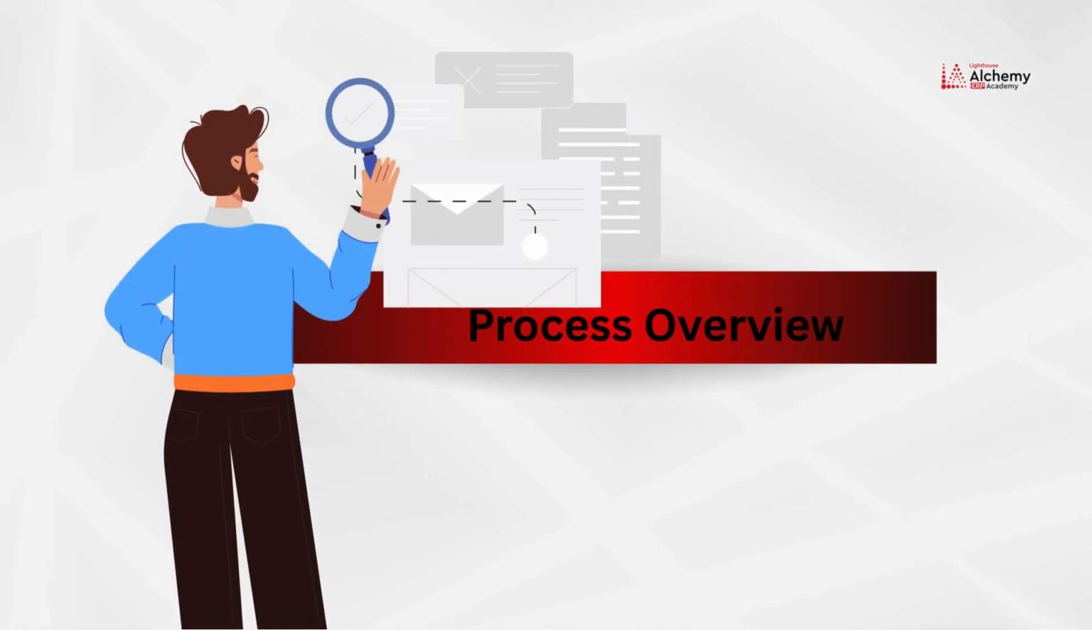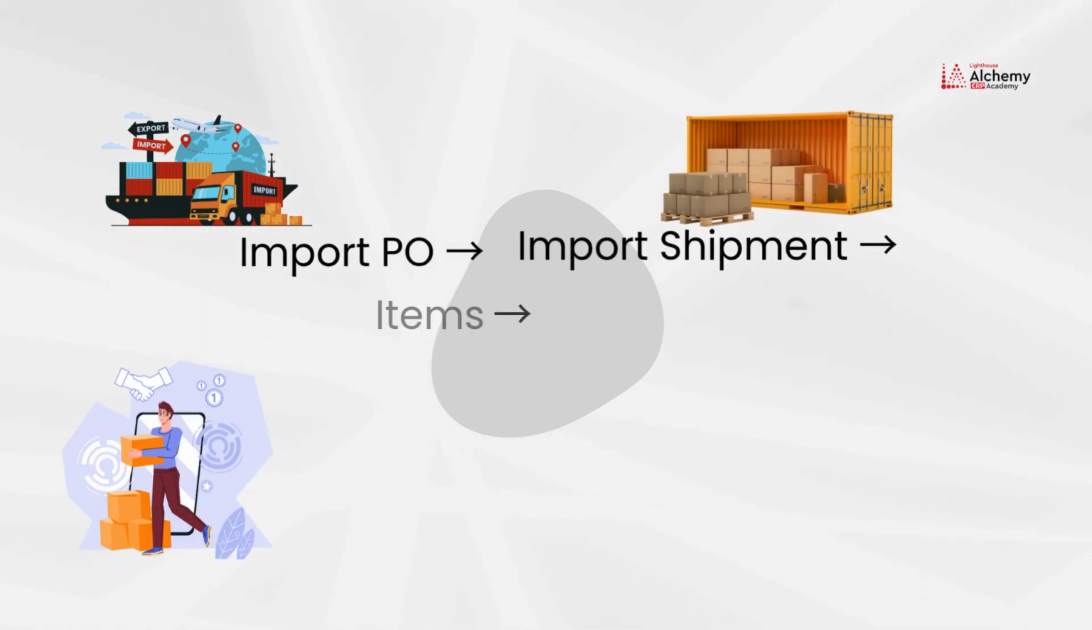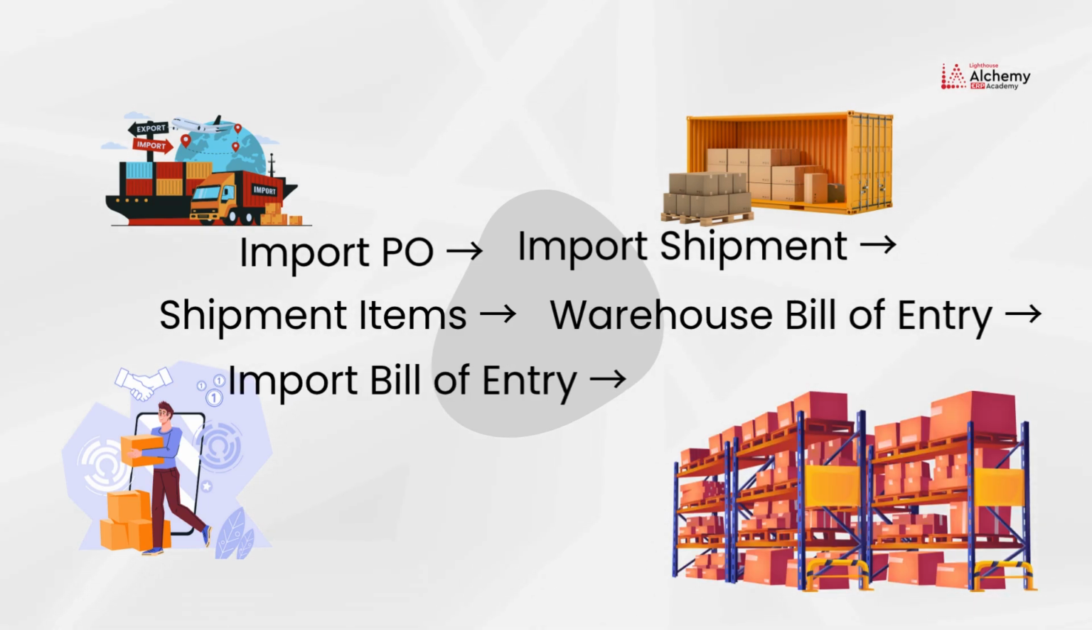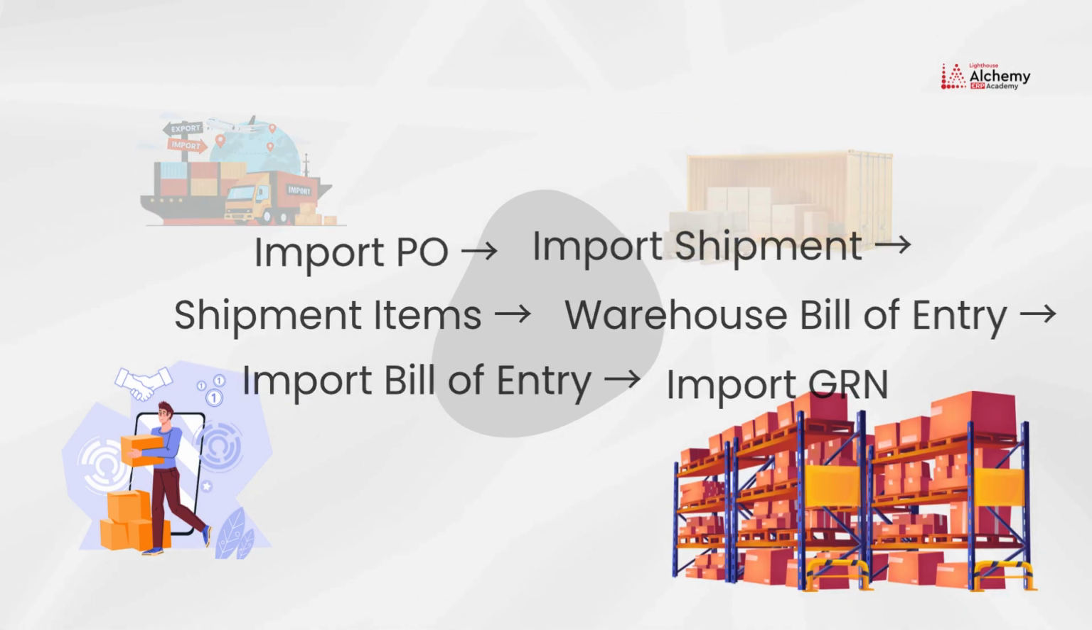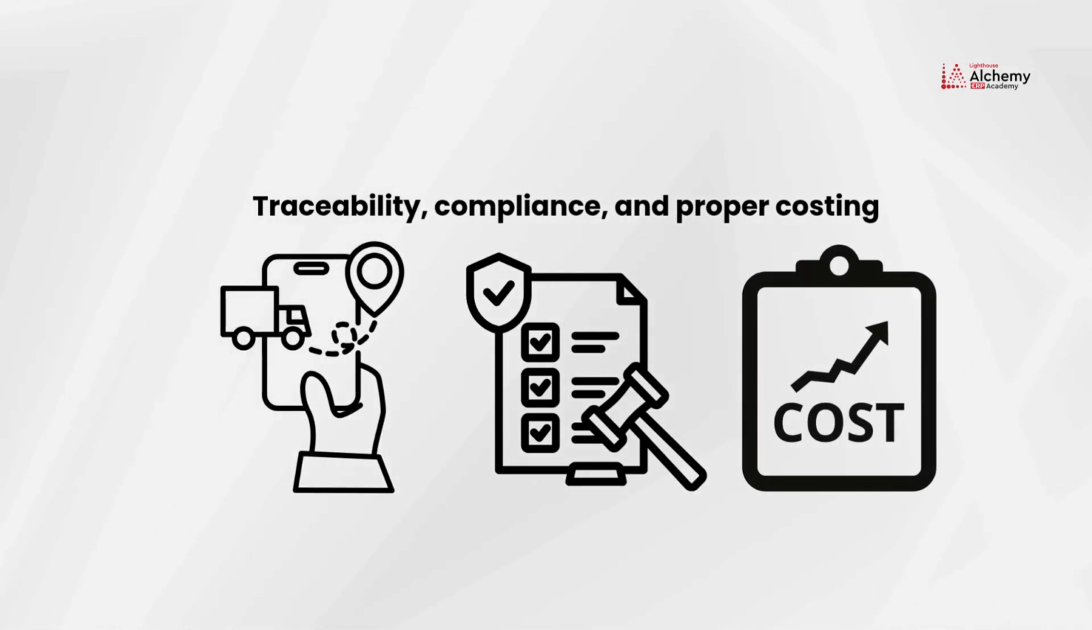Process overview. Let's take a look at the process flow. Import PO, import shipment, shipment items, warehouse bill of entry, import bill of entry, import GRN. Each of these steps ensures traceability, compliance, and proper costing.